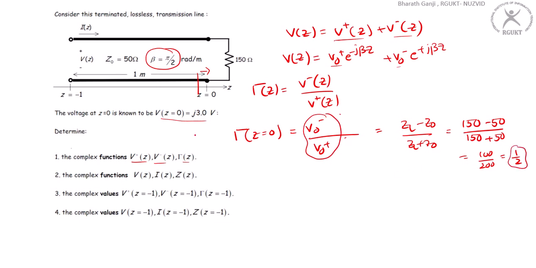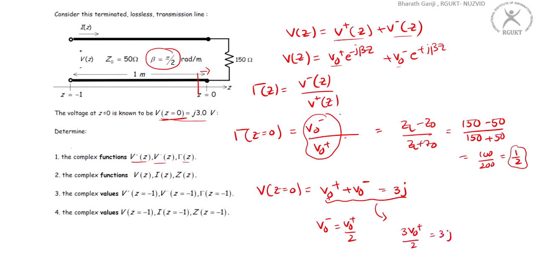Let me take the other equation, that at z equal to 0 the total voltage is given. So at z equal to 0, let me write the total voltage, that is v naught plus, if I put 0 here, e power minus 0 is 1. So I get v naught plus plus v naught minus is equal to 3 times j. With this I have v naught minus is v naught plus by 2. If I put it there, I get 3 v naught plus by 2 should be equal to 3j. That makes v naught plus equal to 2j and v naught minus equal to j.